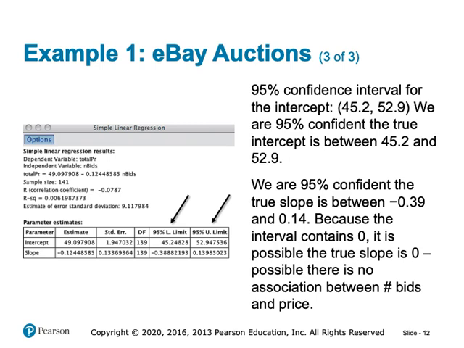Let's continue with our eBay auction example by interpreting the confidence intervals provided for the intercept and slope. First, the 95% confidence interval for the intercept. The output gives us a 95% confidence interval for the intercept, which ranges from 45.2 to 52.9. This means that we are 95% confident that the true intercept of the population regression line lies between these two values. In other words, if we were to take many samples and compute the intercept for each one, 95% of those intervals would contain the true population intercept.